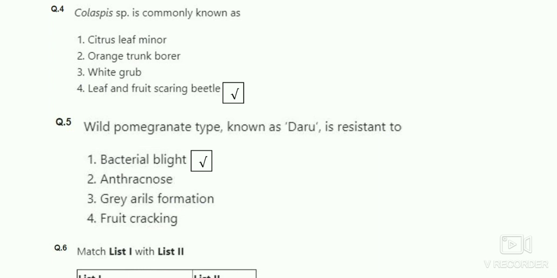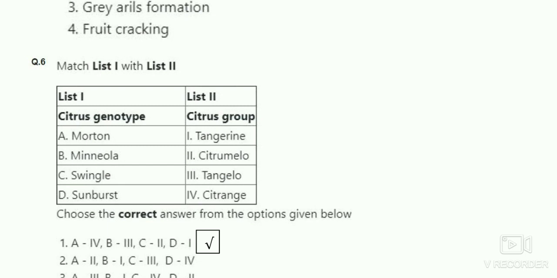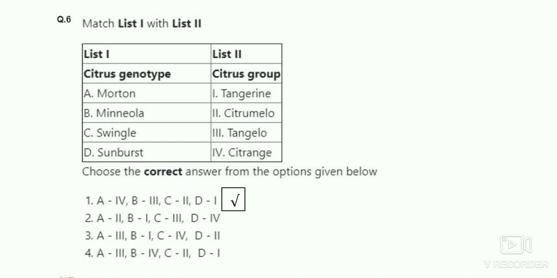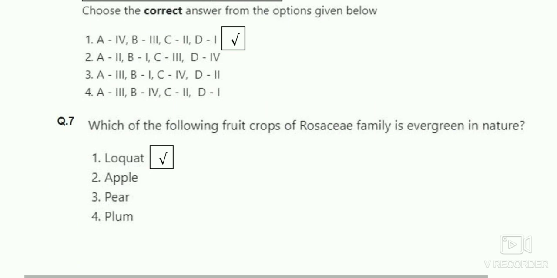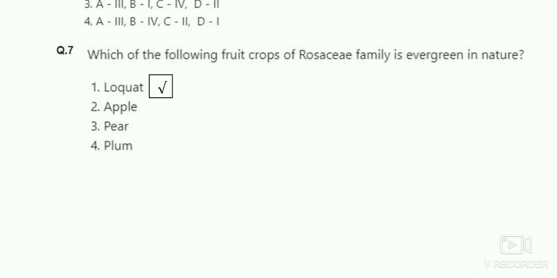Another one is matching. Friends, this is very important, and previously in the IARI PhD this question was repeated: Morton is Citrange, then Mineola is Tangelo, then Swingle is Citrumelo, then Sunburst is Tangerine. The first option is right. Which of the following fruit crops of the Rosaceae family is evergreen in nature? It's a simple question. The right answer is the first one, loquat.